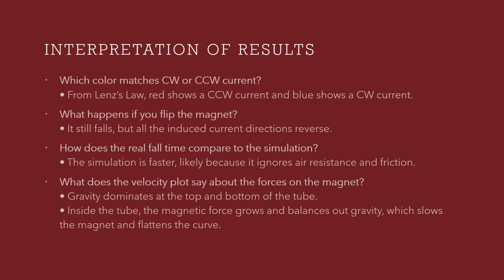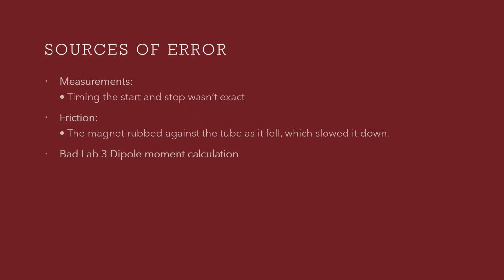What does the velocity plot say about the forces on the magnet? Gravity dominates at the beginning of the tube, and then inside the tube, the magnetic force grows and balances out gravity, which slows the magnet and flattens the curve. All right, next getting to our sources of error. One could have been measurement, so the timing of the start and stop wasn't exact. Another could be friction, the magnet rubbing against the sides of the tube. And lastly, we had a bad lab 3 dipole moment calculation.